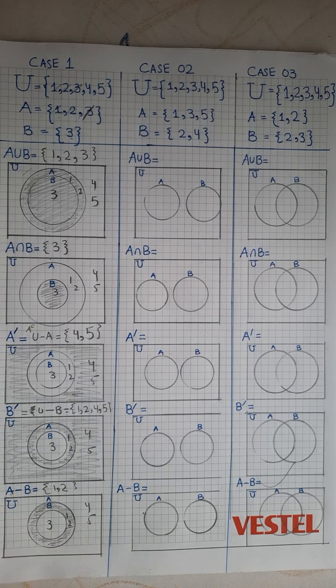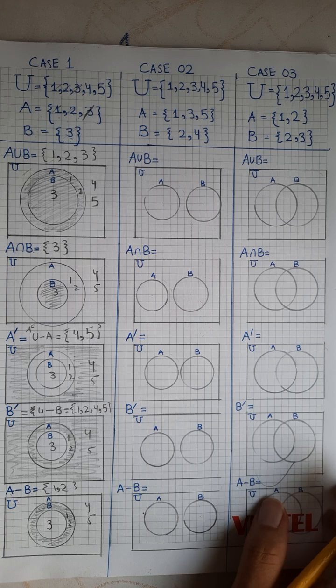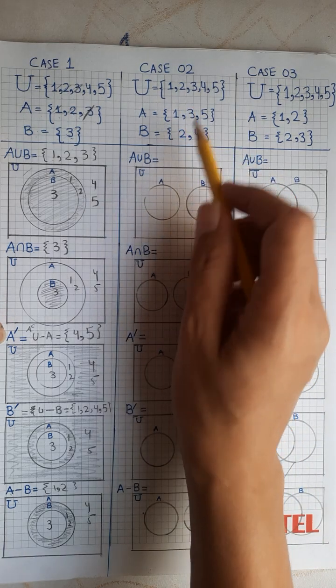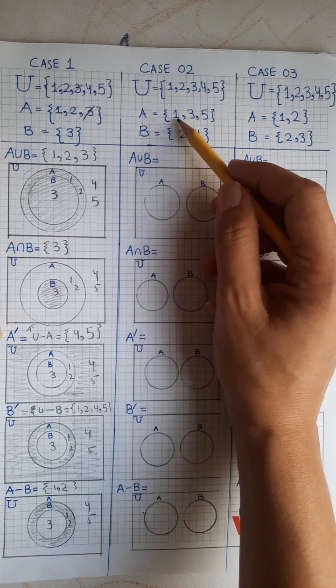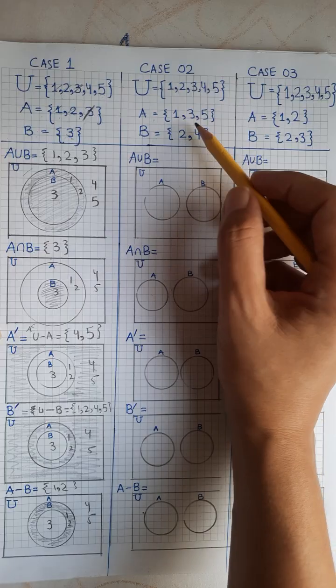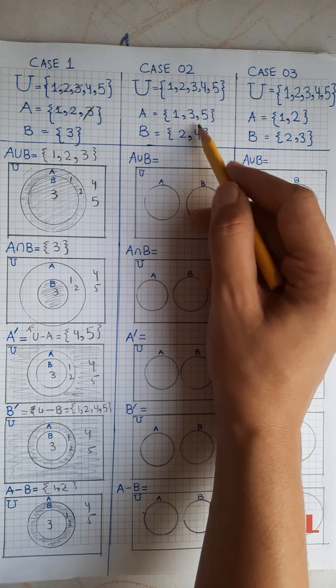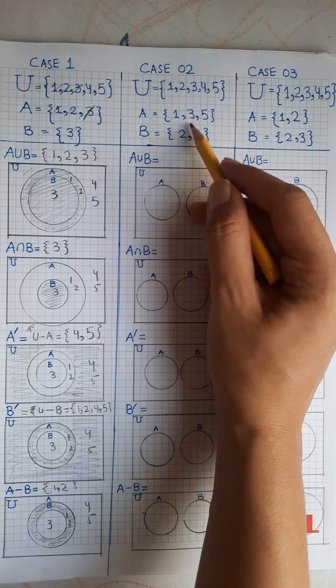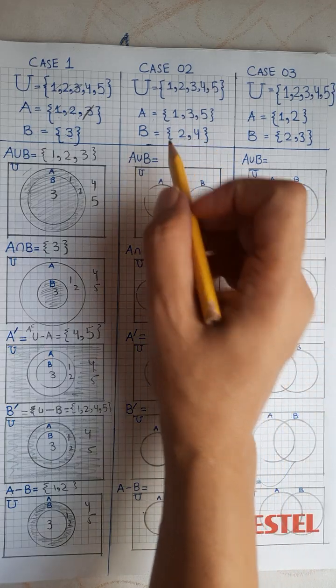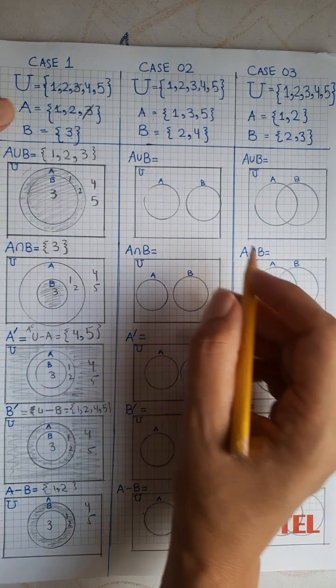Okay, now as we are done with the first case, which was of subset, let's move to case 2 and look at the two sets A and B. A is 1, 3, 5 and B is 2, 4. I can see, and you can also see, that there are no common elements between these, or no elements in these two sets are the same. That means this case is the disjoint set.